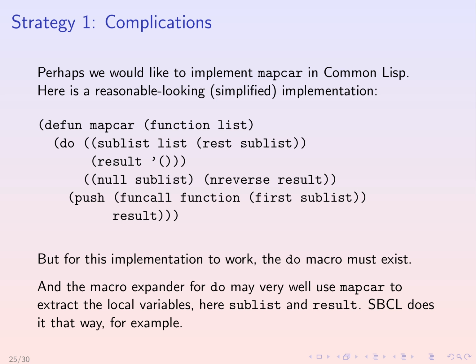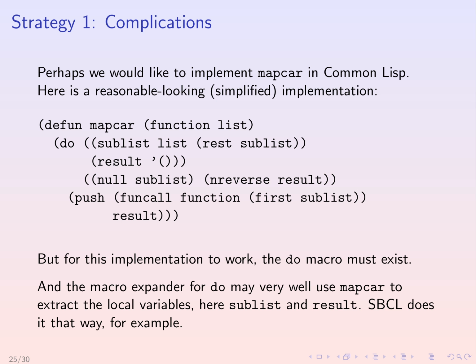So we're iterating over the list using do, the do macro, and there are two lexical variables introduced, sublist and result. Sublist is going to hold successive cdrs of the initial list, and the result is going to hold the result of the mapcar function, but initially in the reverse order. So when the sublist is empty, we return the reverse of the result because we're finished. And in each iteration, we call the function using funcall on the first element of the current sublist, and we push the result of that funcall onto our result, which is held in this lexical variable with that name, result.